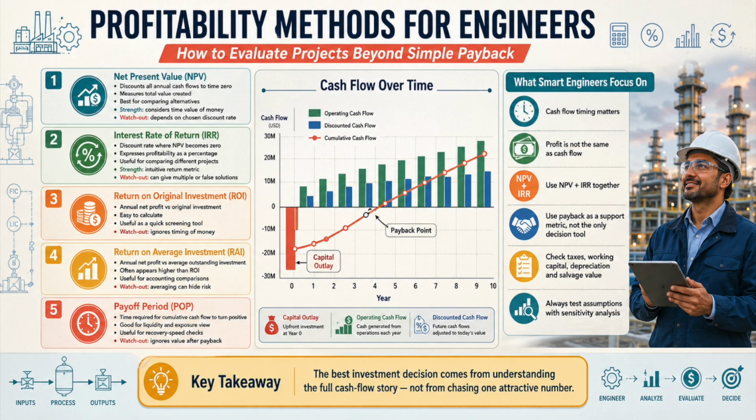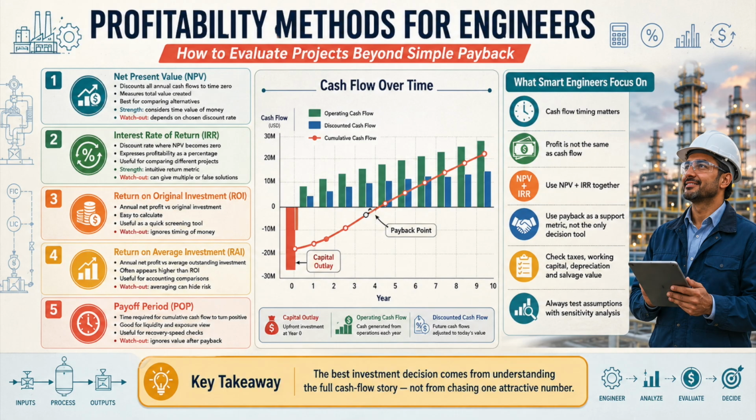You are not evaluating a static asset. You are evaluating a sequence of capital expenditures, operating costs, taxes, revenues, working capital movements, expansions, shutdowns, and terminal recoveries occurring at different points in time. The real subject is cash flow over time.